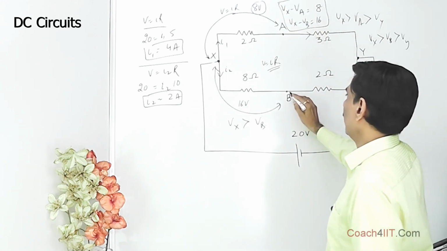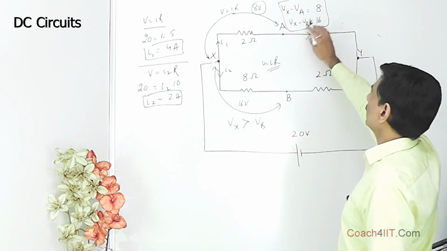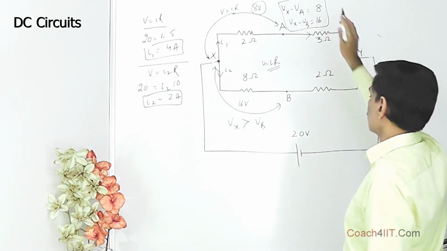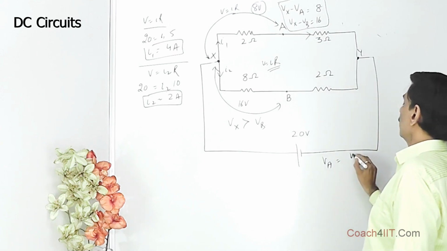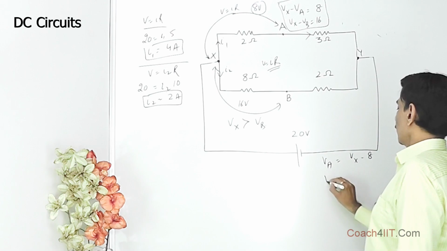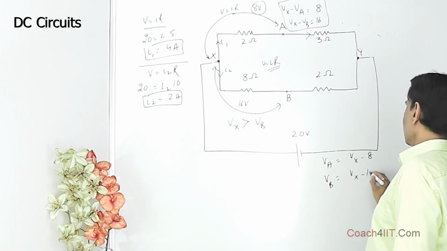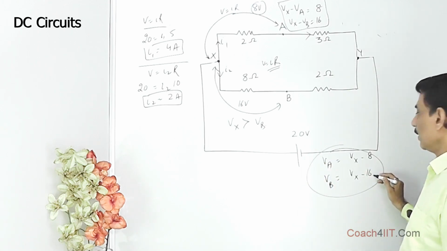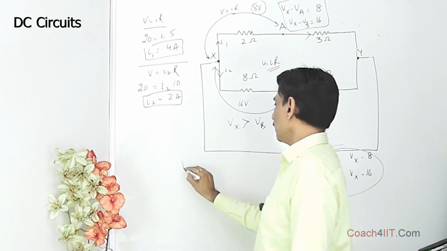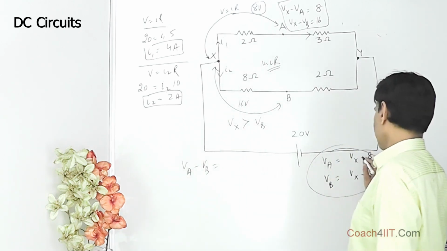So now we have to find the potential difference between A and B. Now Vx minus Va is 8, Vx minus Vb is equal to 16. So let's see what Va and Vb are. Va is going to be Vx minus 8 and Vb is going to be Vx minus 16. Va is obviously greater than Vb. So if we are interested in finding Va minus Vb, we subtract this from this.